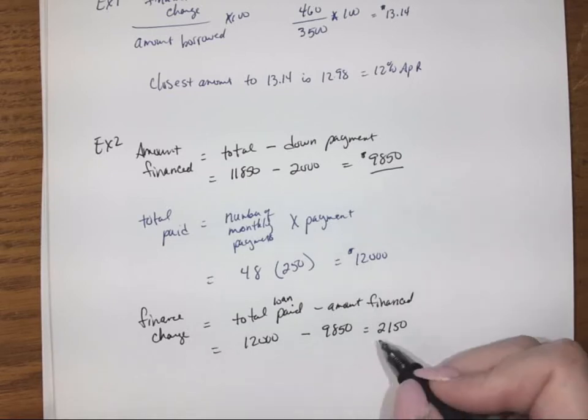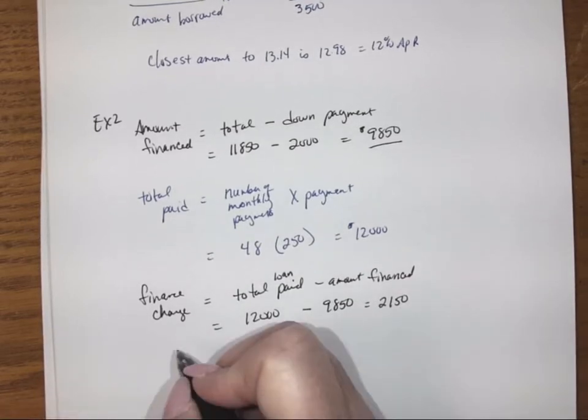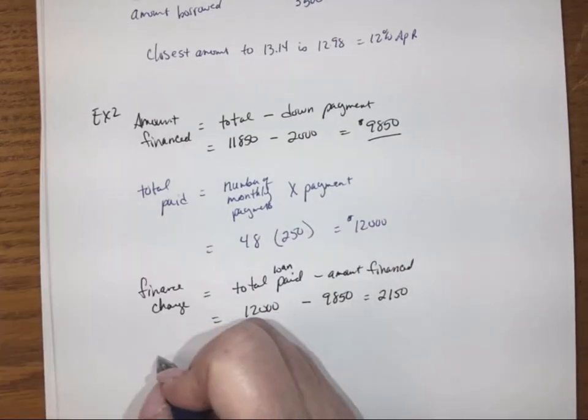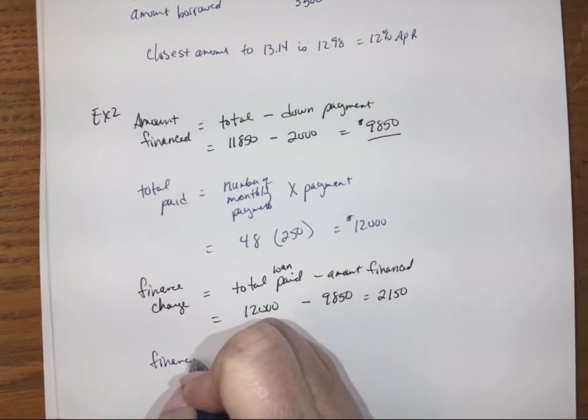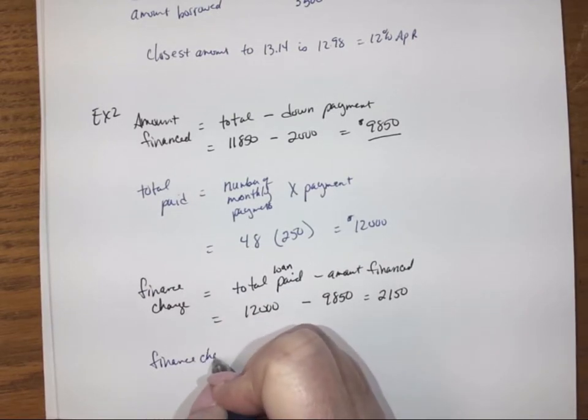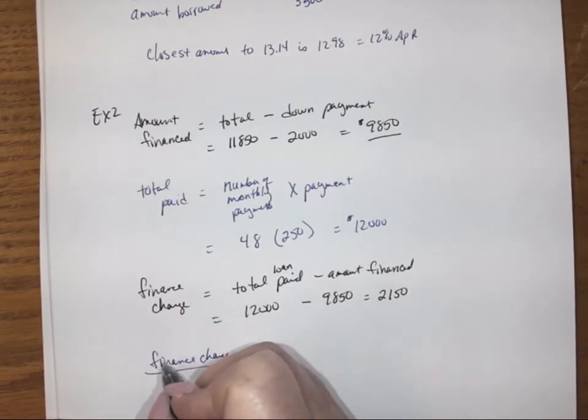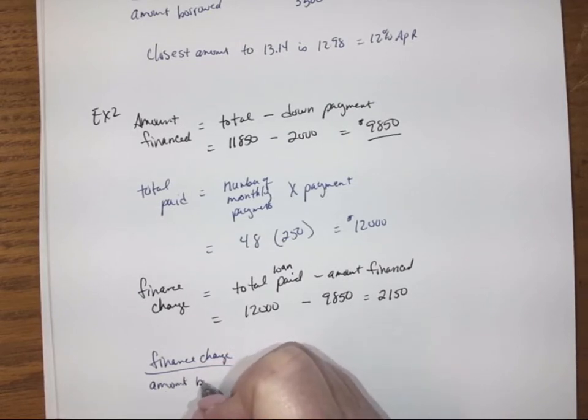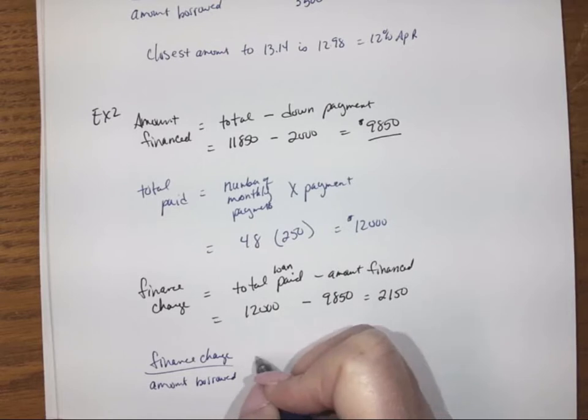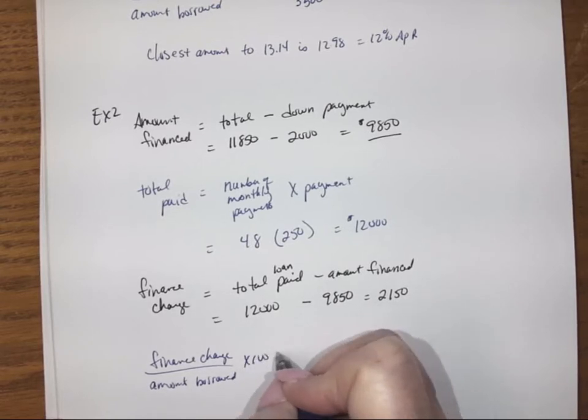So now that we have the finance charge, we can take our finance charge over the borrowed amount, or the amount borrowed, times 100.